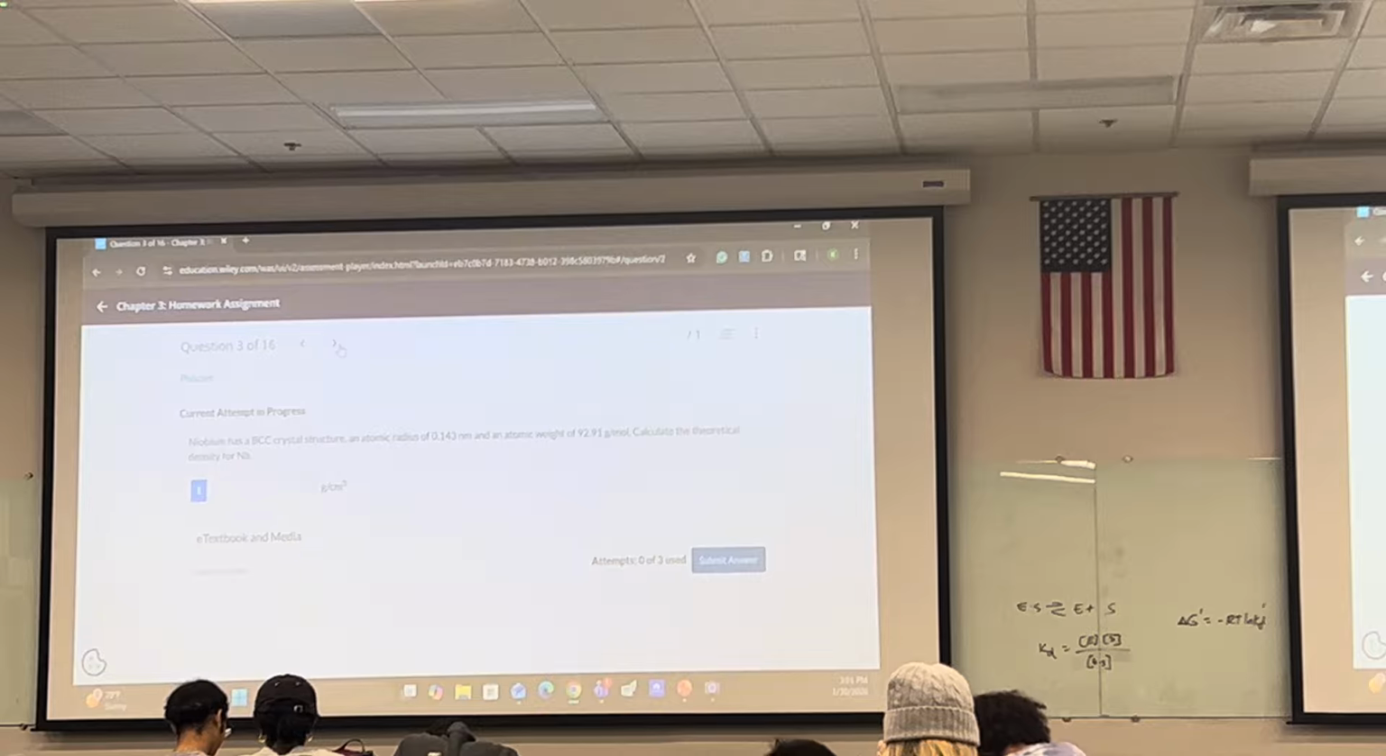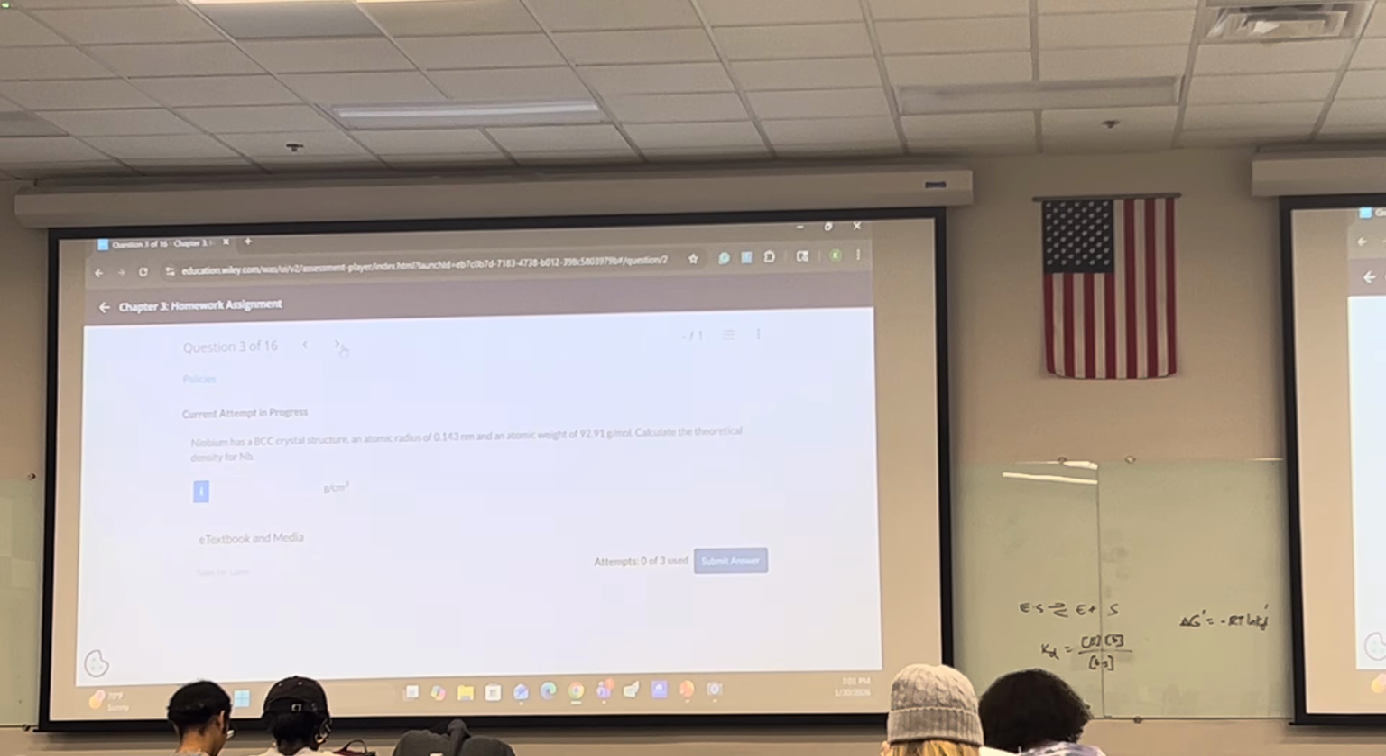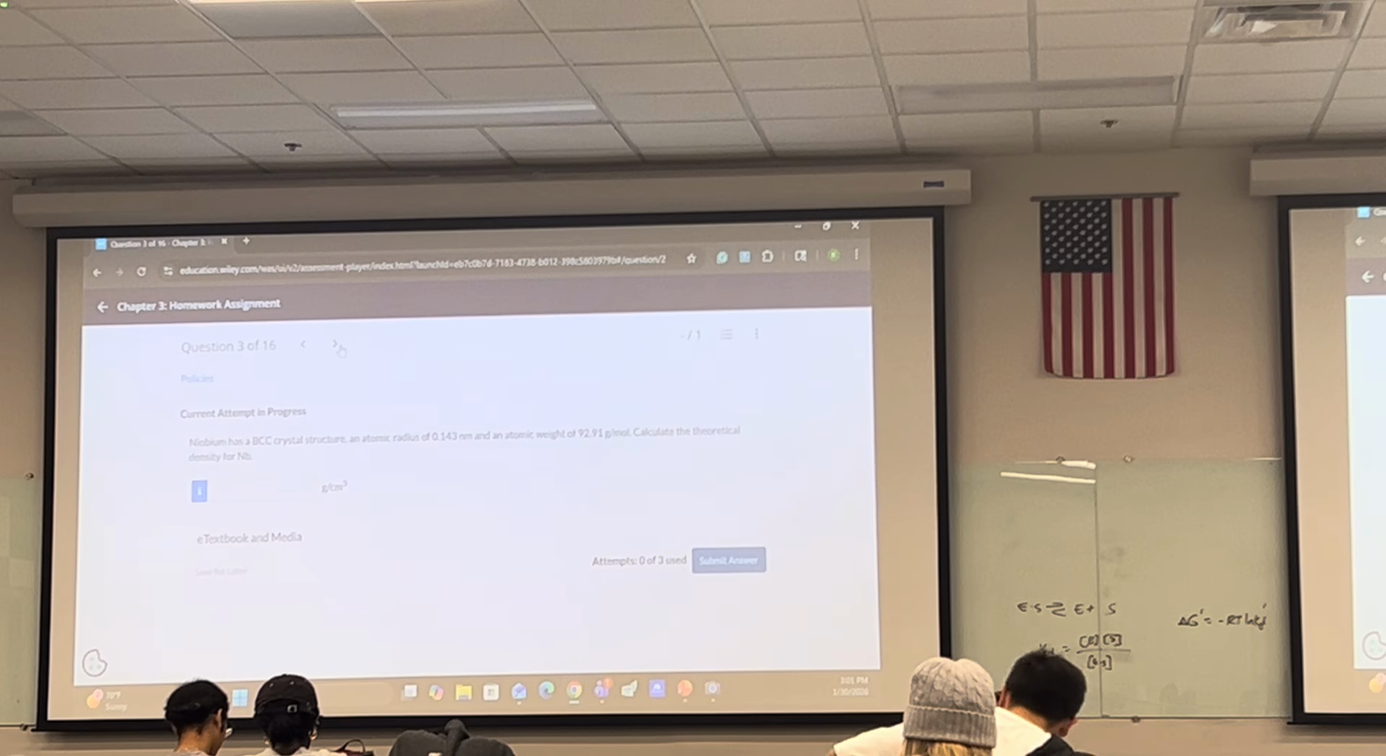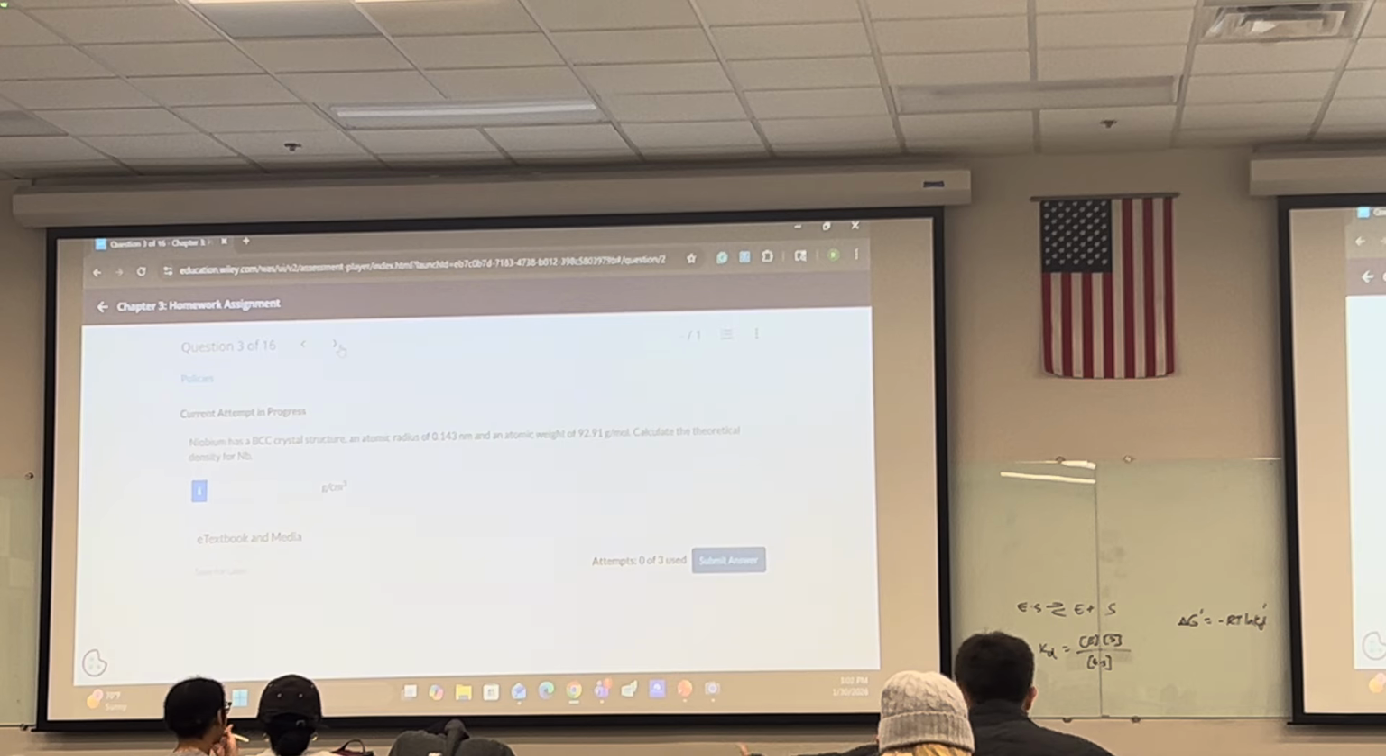So this is calculating theoretical density. From the amount of people that already answered the homework so far, it's not bad. So there's a density equation that you guys would plug values into, and again, I believe this is niobium, which would be a BCC structure. So the VC that we saw earlier today for the BCC structure, you'll be putting that into your density equation.